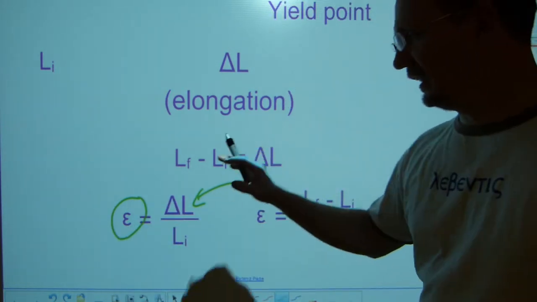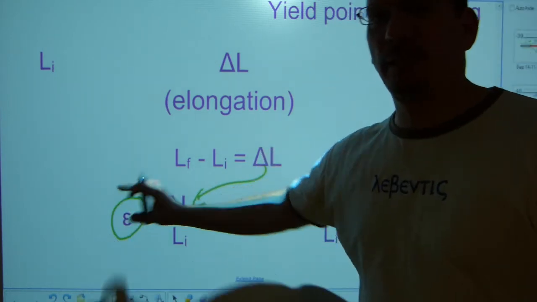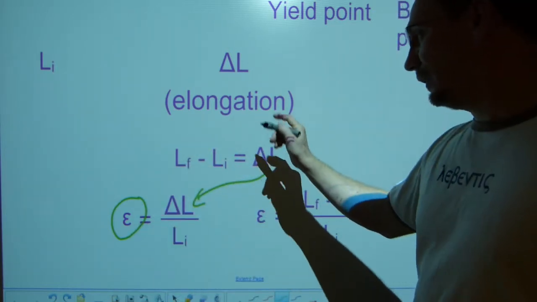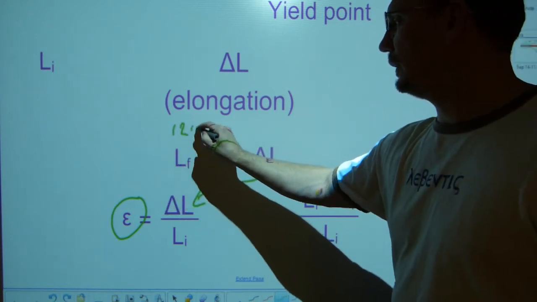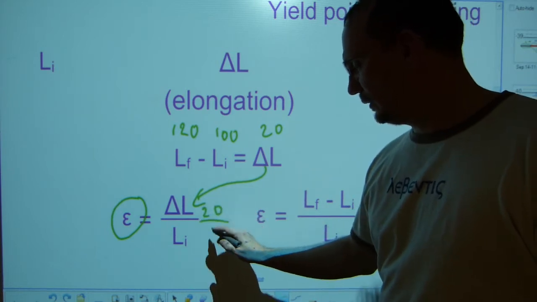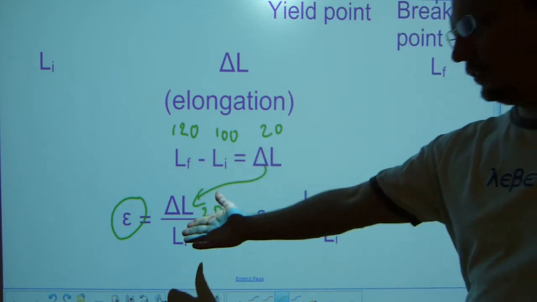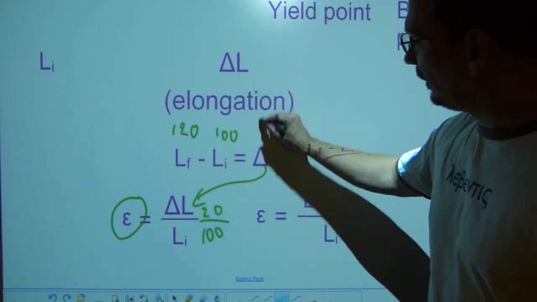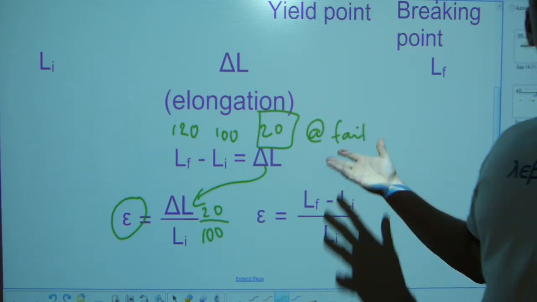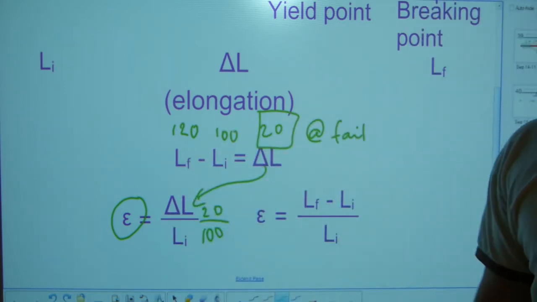This is how elongation and strain relate to each other. This is the smaller idea, that's the bigger idea. This one is part of that one, okay? So in this example, that was 120, that was 100, and that was 20 millimeters, and 20 needs to be divided by 100. So in this story we can say that the eraser at the point of failure was straining 20 over 100.